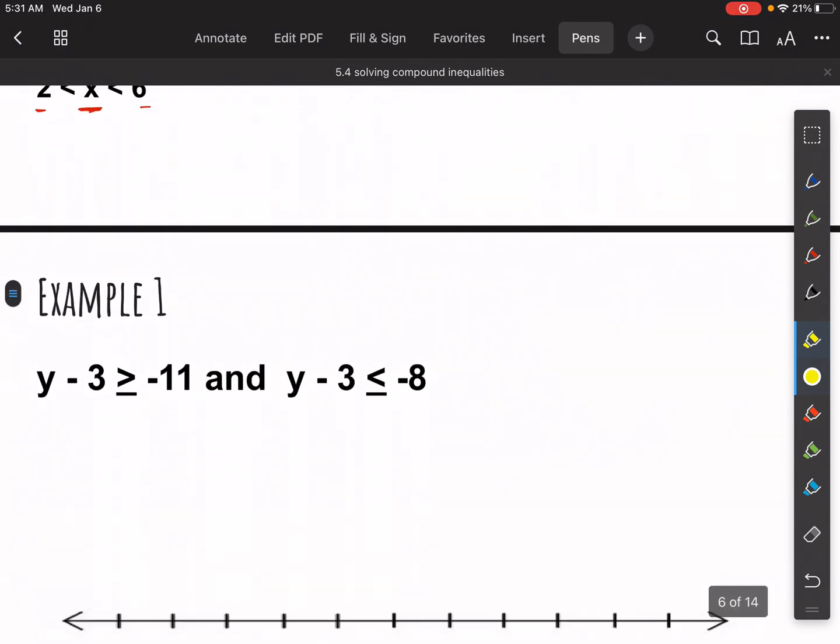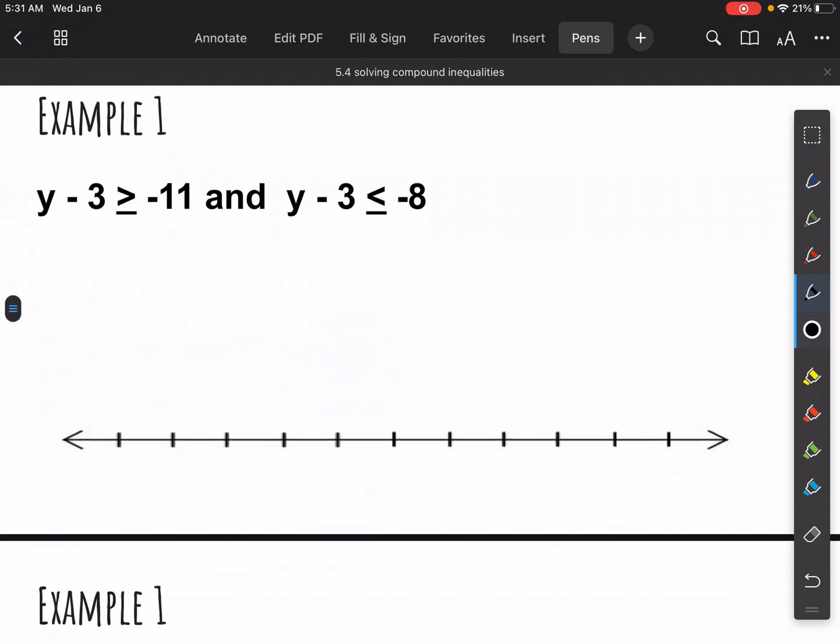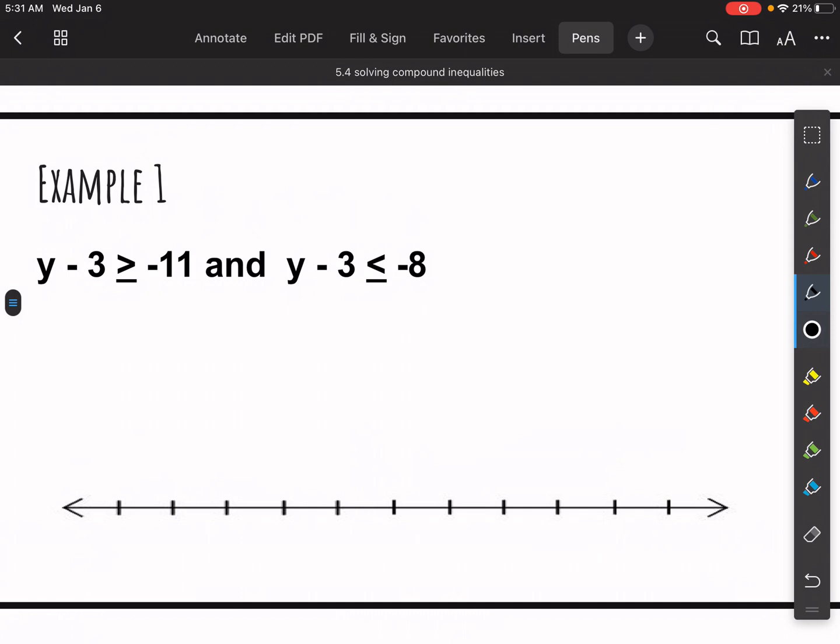Here's an example of one of them. They're going to make you do a little bit of algebra first to solve this. So you're using what you learned in lesson 1, lesson 2, and lesson 3, I guess. Once you have your statement, then you're going to graph it. Let's look at this. If I want to get y by itself here, I need to add 3 to both sides. And then I'm left with y is greater than or equal to negative 8.